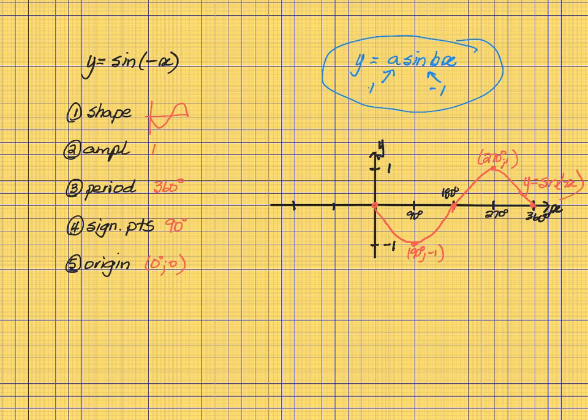If you drew the graph of y is equal to the sine of -2x, and I'm not going to draw this one, we're just going to talk about it. The shape would still be a reflected curve. The amplitude would be 1. The period would be 180 degrees. So the period would change to 360 divided by 2. And you would get significant points at 90 degrees divided by 2, which is every 45 degrees.